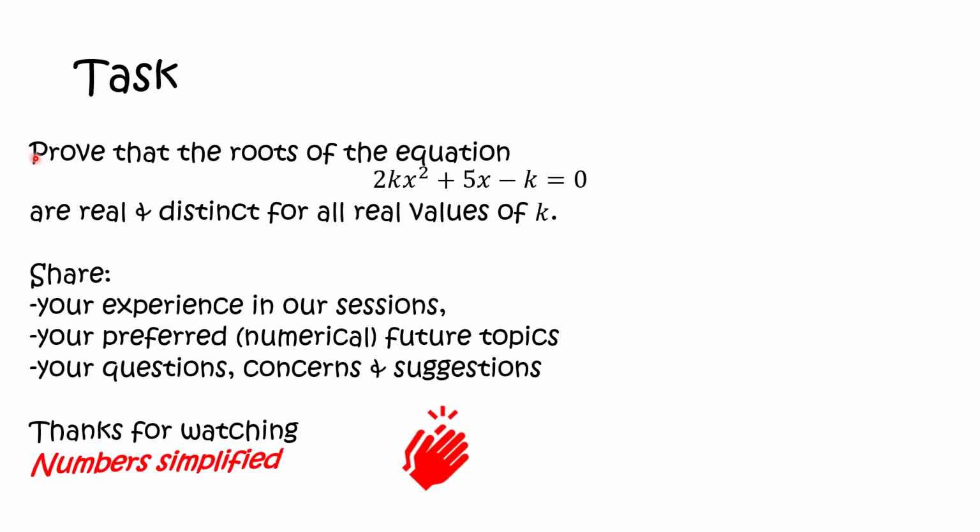Congratulations if you have made it thus far into the video, and I'll leave you with the following task. Prove that the roots of the equation 2kx squared plus 5x minus k is equal to 0 are real and distinct for all real values of k.